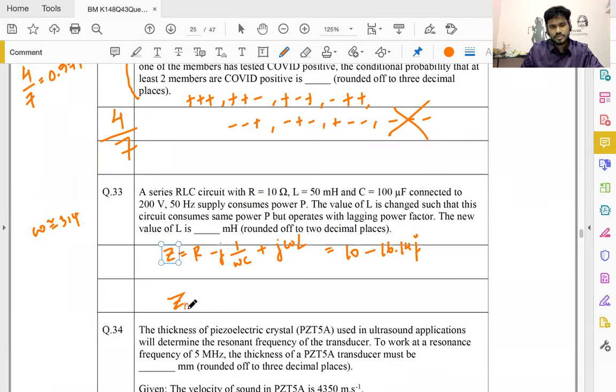You have to make this Z new plus J omega L new. This should become 10 plus 16.4 J. So what was leading becomes lagging. So as long as things are conjugates, the power remains the same. So, what change should you make here? That's what they are asking. And yeah, you're only making a change here. You should, of course, increase that.